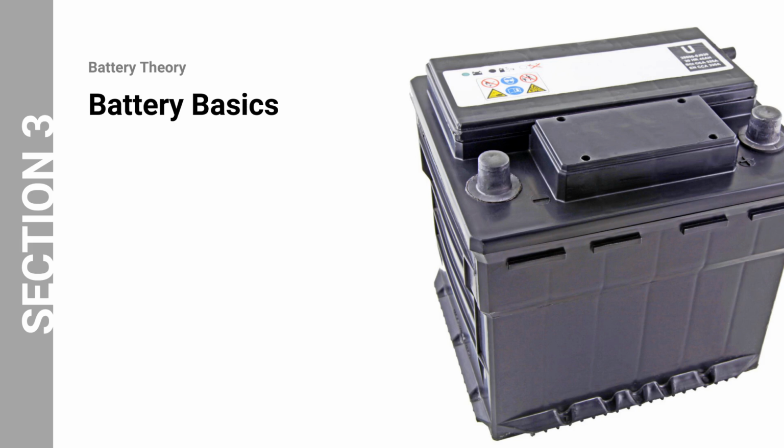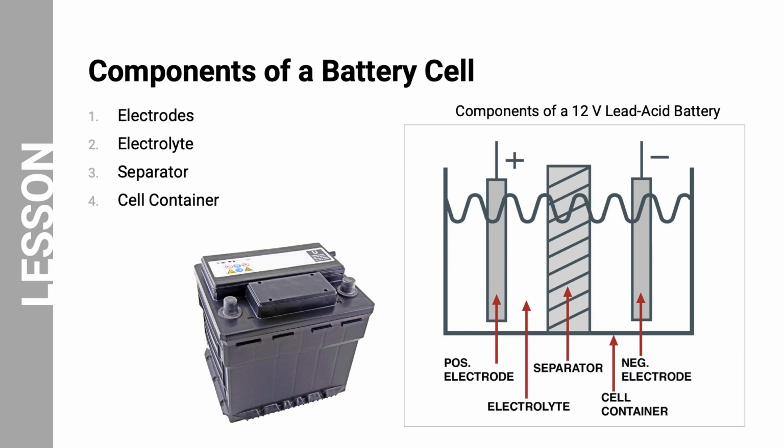In this section, we will look at battery basics and focus on the basic battery composition of a 12-volt battery. Learning about a 12-volt battery will provide you with a foundation for other types of batteries and a battery pack within BEVs. A battery is a device that contains one or more cells. Each cell converts chemical energy stored within it into electrical energy. 4 main components are in a battery cell: electrodes, electrolyte, separator, and cell container.